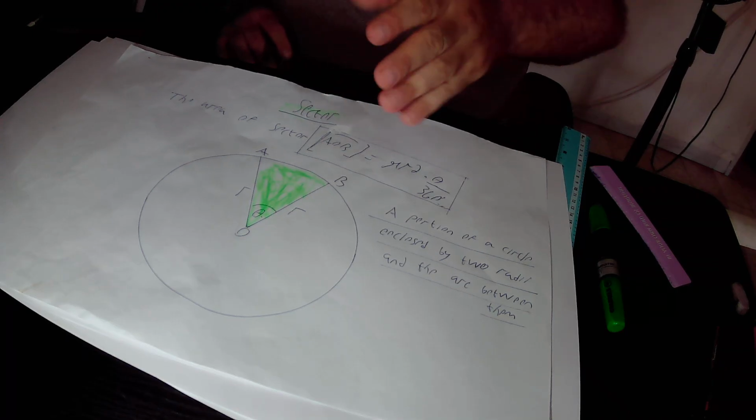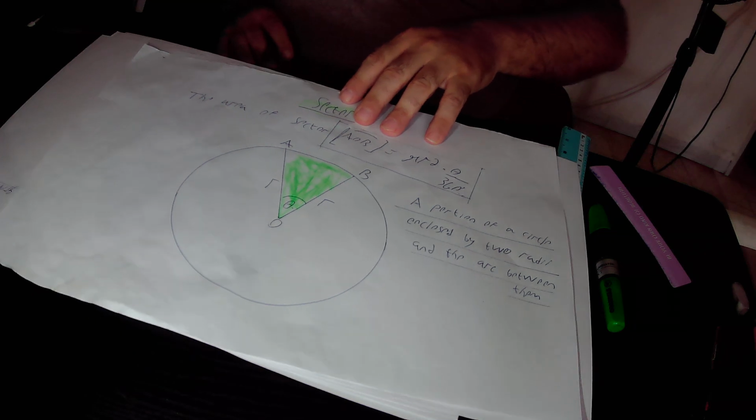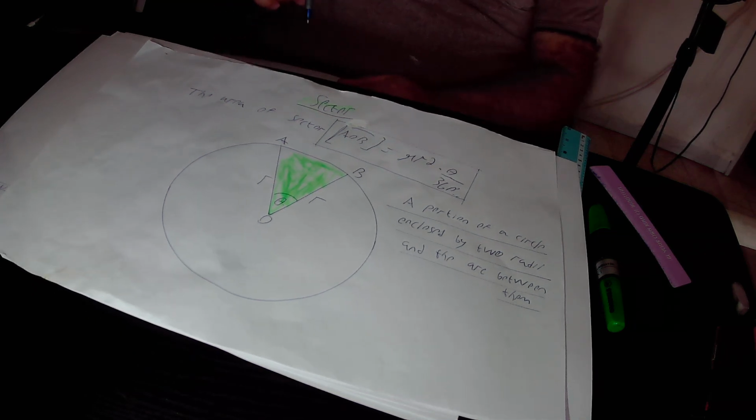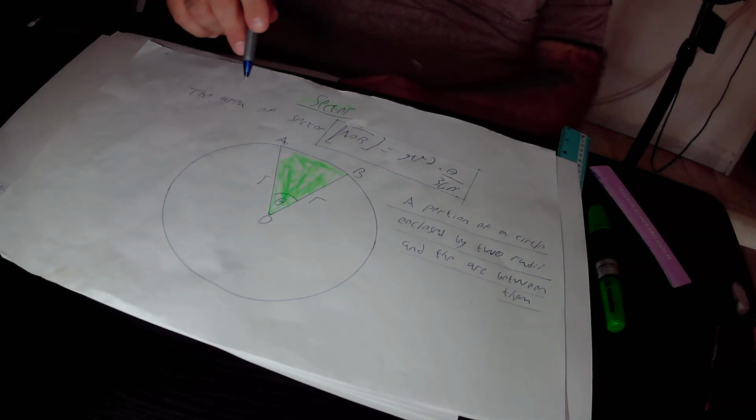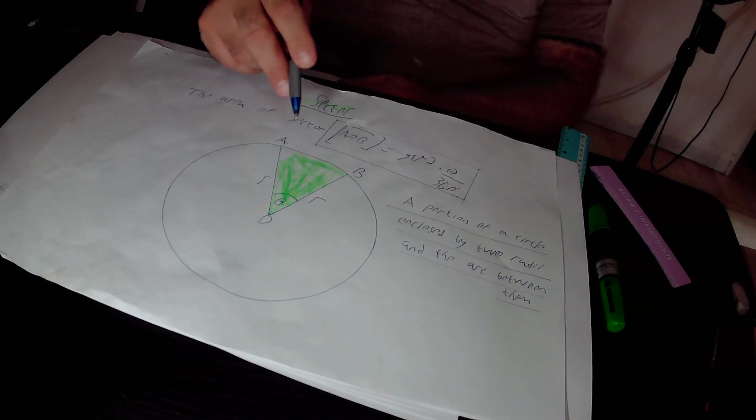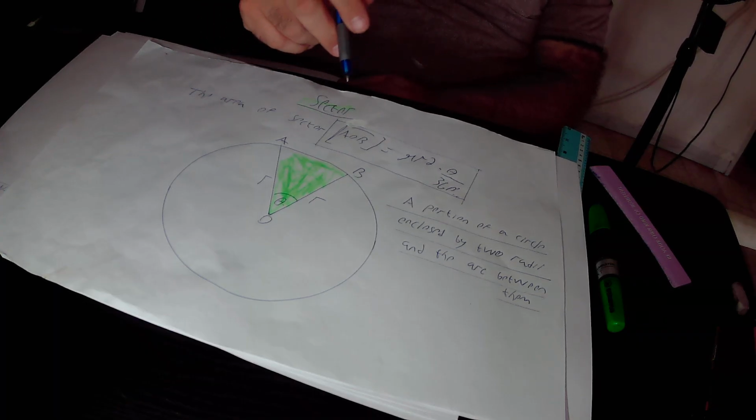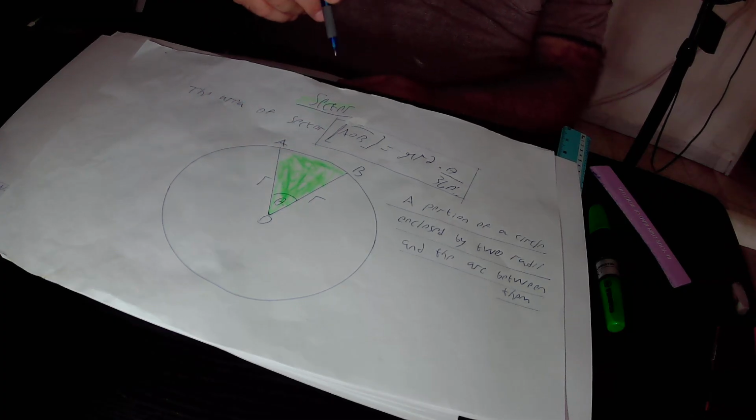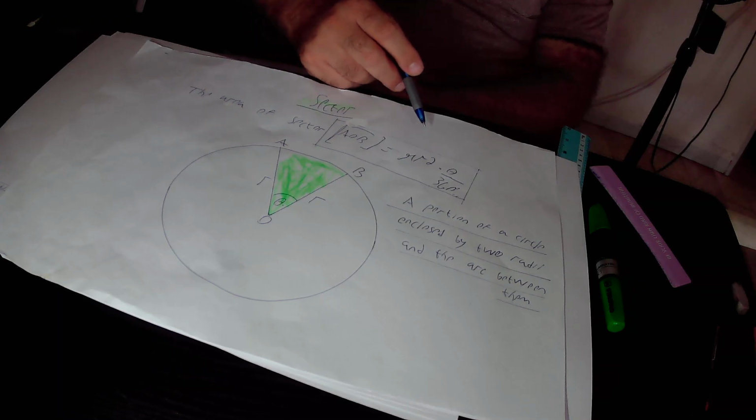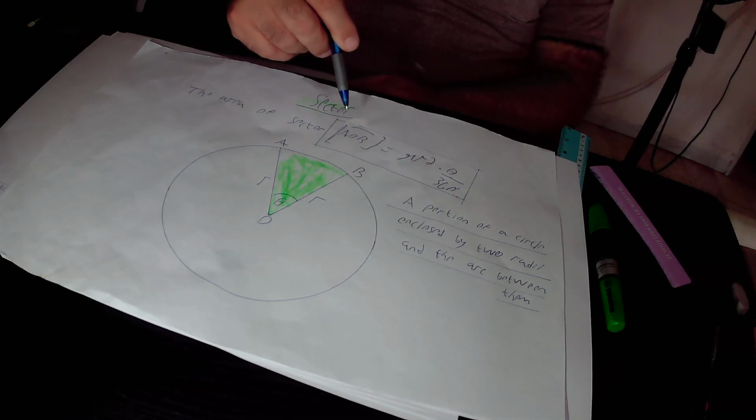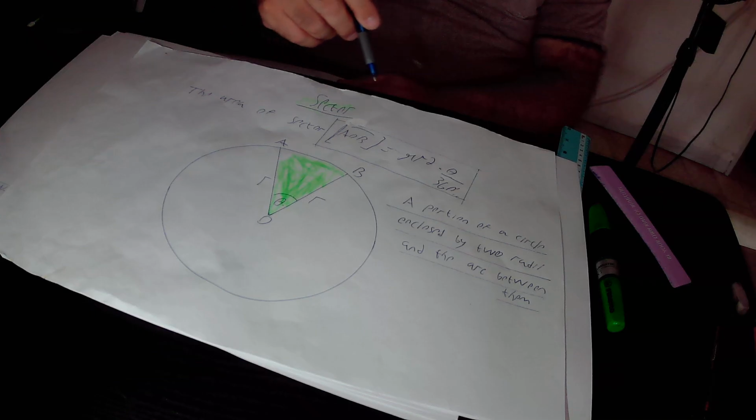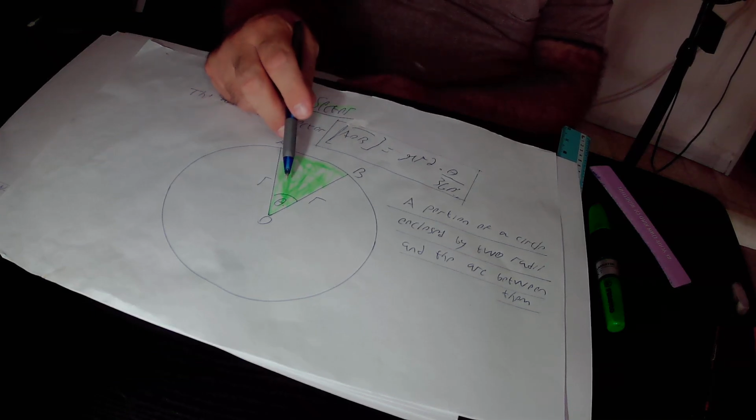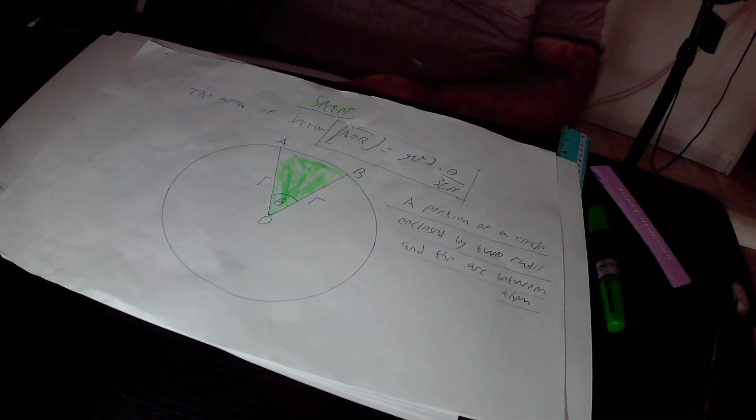So what is the area of the sector AOB? The area of sector AOB equals the area of the circle that contains the sector, that is to say pi r squared, because the radius is r, times the angle between the legs of the sector, that is theta, over 360 degrees. Again, the area of the green sector AOB equals pi r squared, the area of the circle that contains the sector, times theta, the angle between the legs of the sector, over 360 degrees.